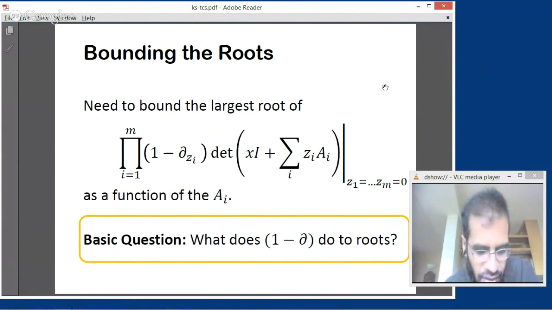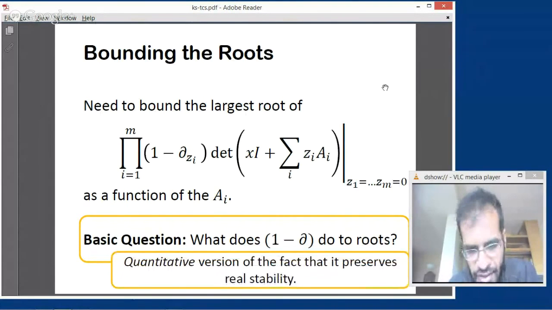And the way I'm going to achieve this is by understanding what these differential operators do to the roots of a multivariate polynomial. Okay. So the determinant of a sum of PSD matrices, its roots are actually very easy to understand. Okay? It has no roots where all the coefficients are positive, for example. What I'm going to do is start with that understanding and then figure out how these operators change the roots, okay? And then track these changes until I get the polynomial I'm interested in.